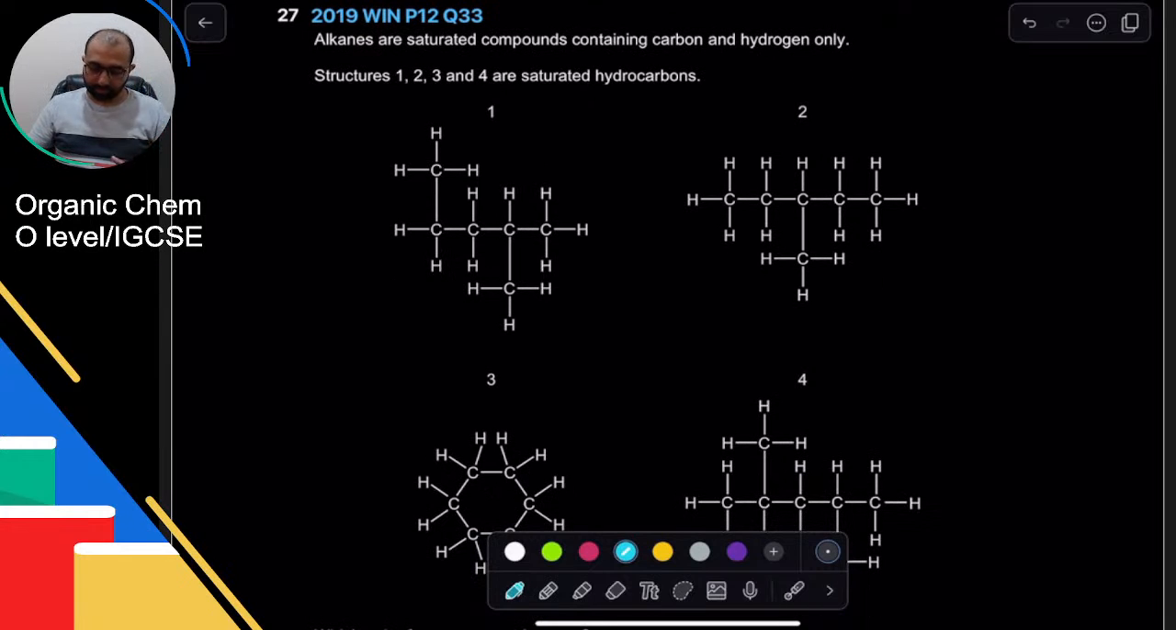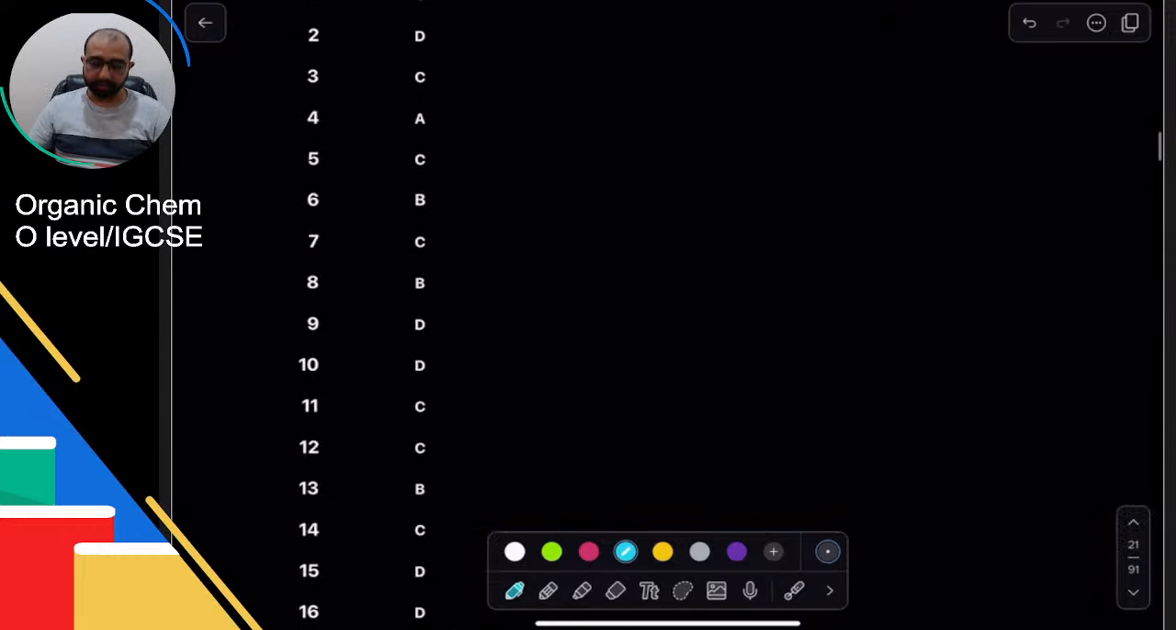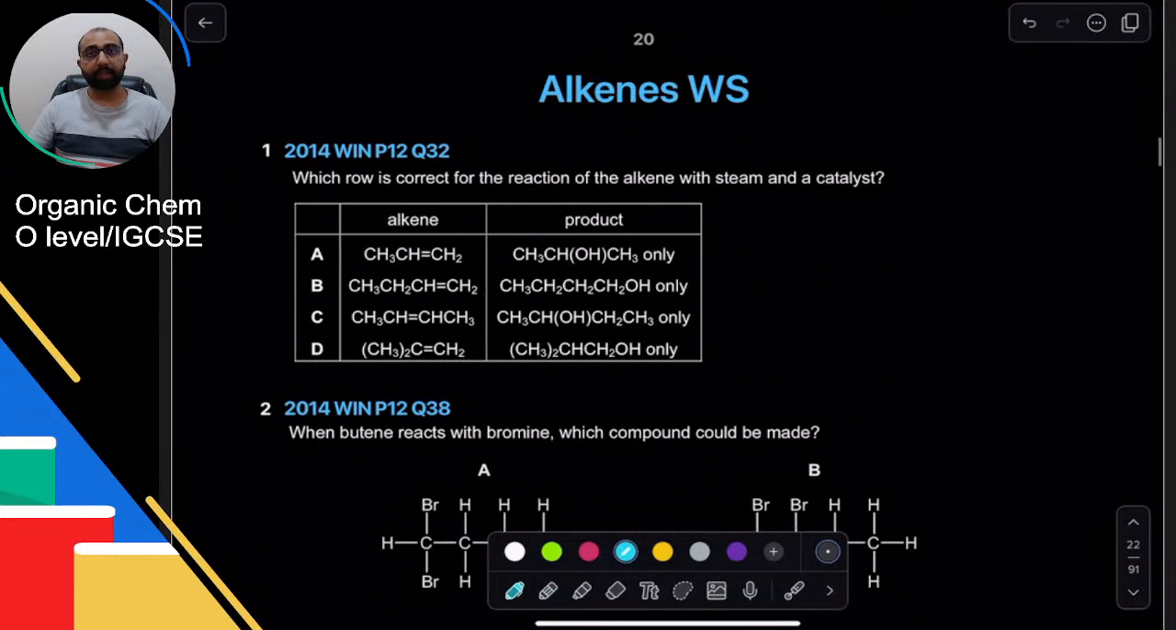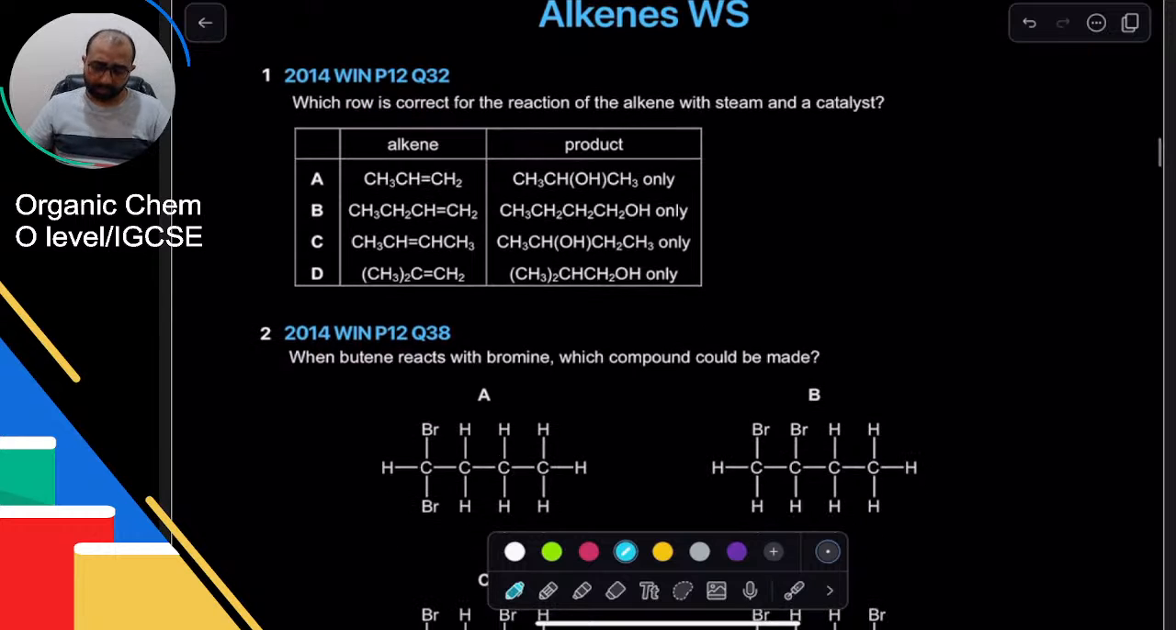Alkanes are saturated compounds. ये हमने देख लिया question, and that brings us to the end of alkanes. And now we are going to move on to alkenes. देखो कितने आसान चल रहा है. Which row is correct for the reaction of alkene with steam and a catalyst? Okay, alkene को steam से react किया, क्या होगा?